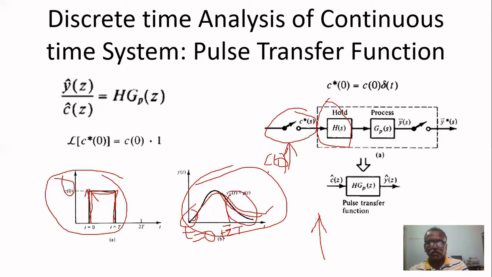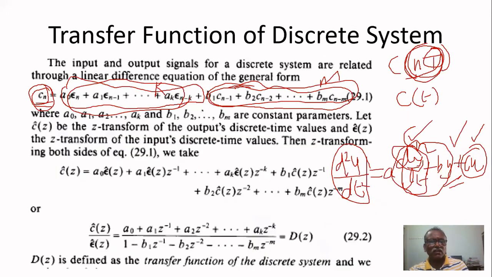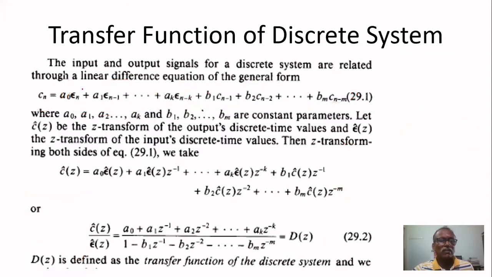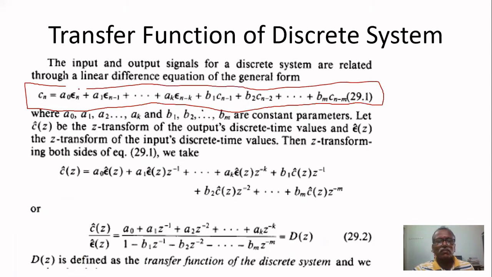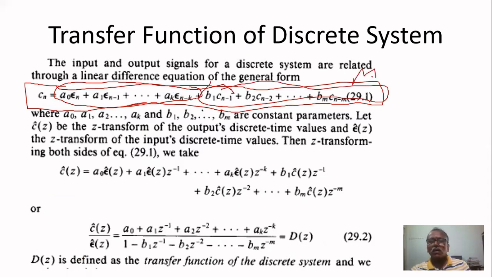The mathematical expression, the difference equation for that discrete time system, is looking like this. The discrete difference equation for a discrete system: sum of past inputs, sum of past outputs. If you add m past outputs and k past inputs, you will get the present output.